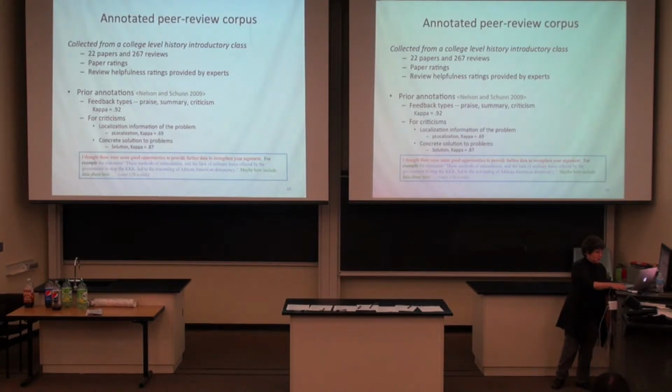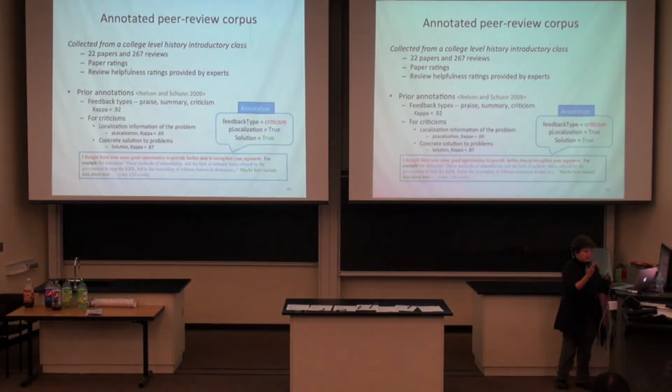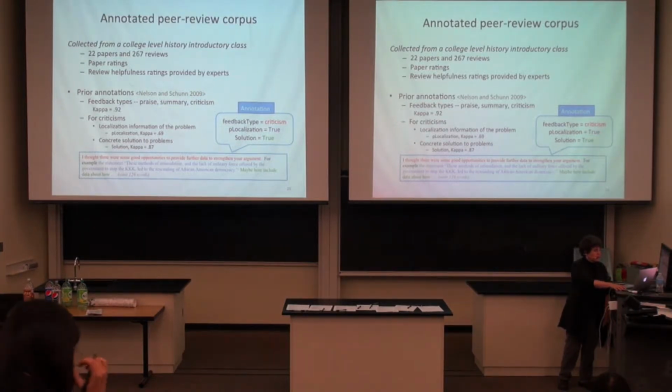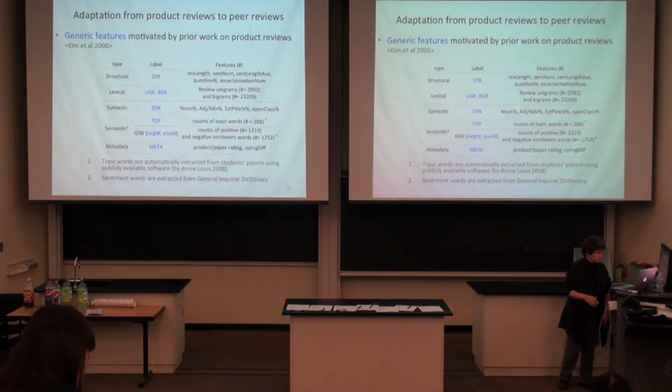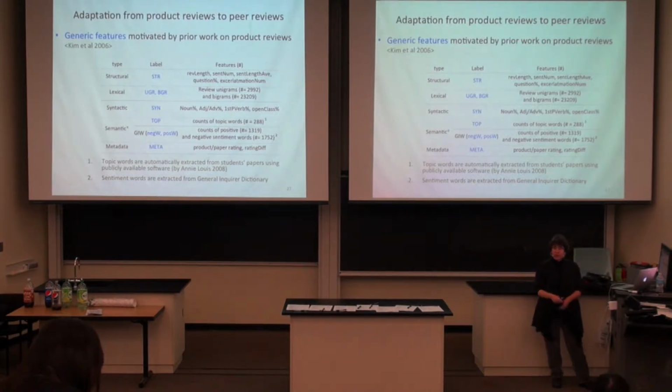So this review has, the first sentence is why it's labeled as a criticism, and then since it's a criticism, we go on to label the other properties. The second sentence is shown in purple, that's where the pinpointing is, and the third part is the solution. Okay, so that's our data set.